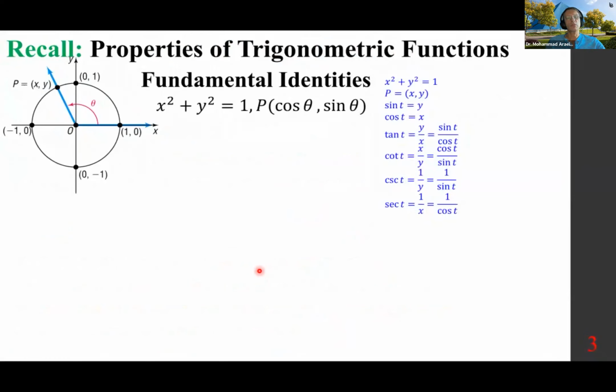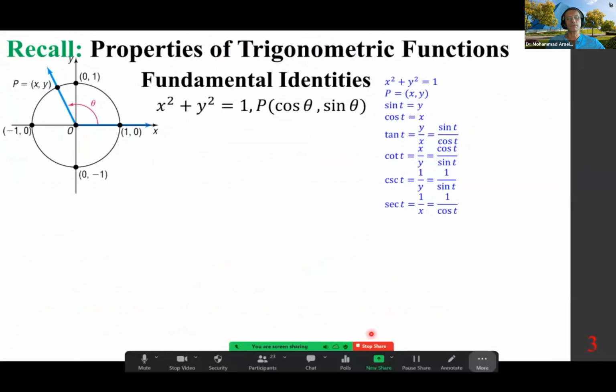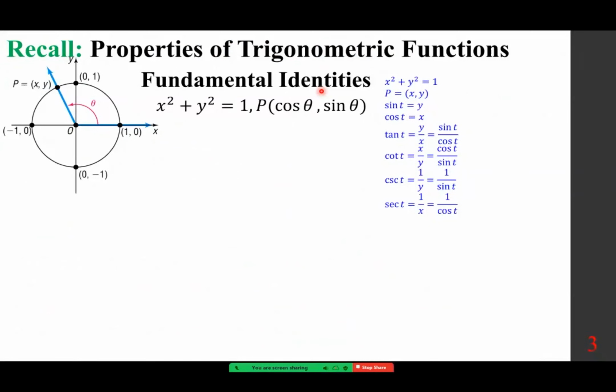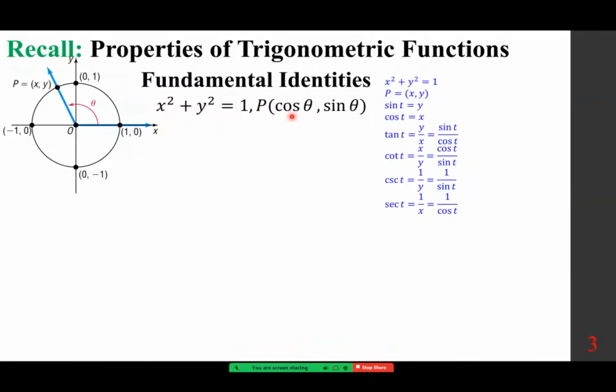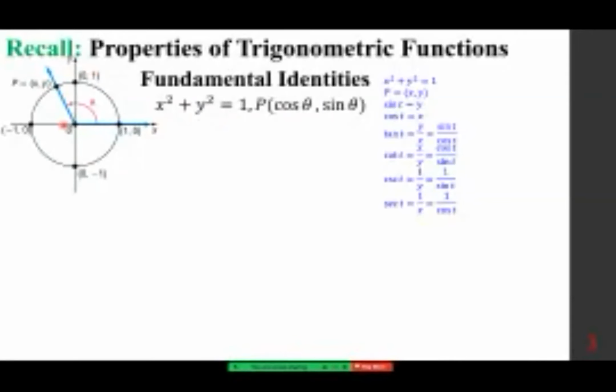So, what did we discuss? In short, we looked at the concept of fundamental identities, starting with a unit circle, x squared plus y squared equals 1. A point has coordinates x, y. Therefore, we define them as cosine and sine. X represents cosine theta, y represents sine theta. It becomes very easy to figure out the quadrantal angles.